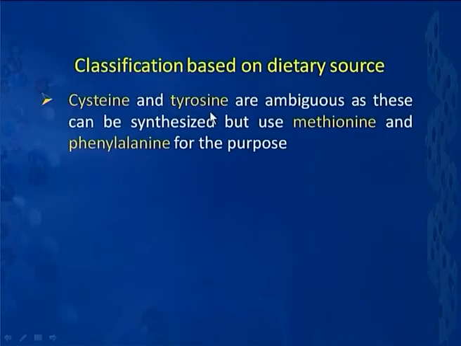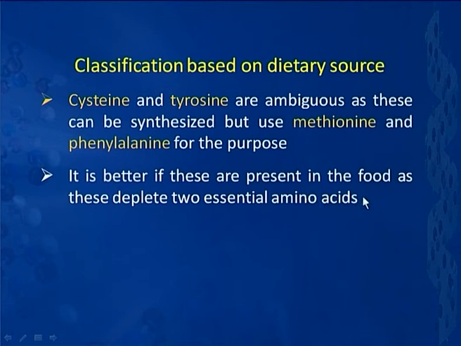The third category is, okay, before I move to the third category, let me make a mention of 2 very important amino acids, cysteine and tyrosine. They are very ambiguous in terms of the classification, because these can be synthesized in the body, there is no problem on that, but cysteine uses methionine, and tyrosine uses phenylalanine.